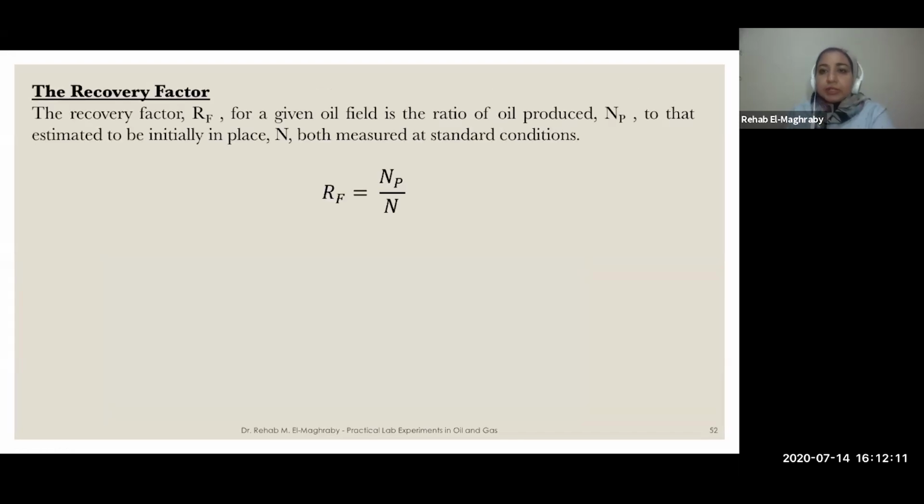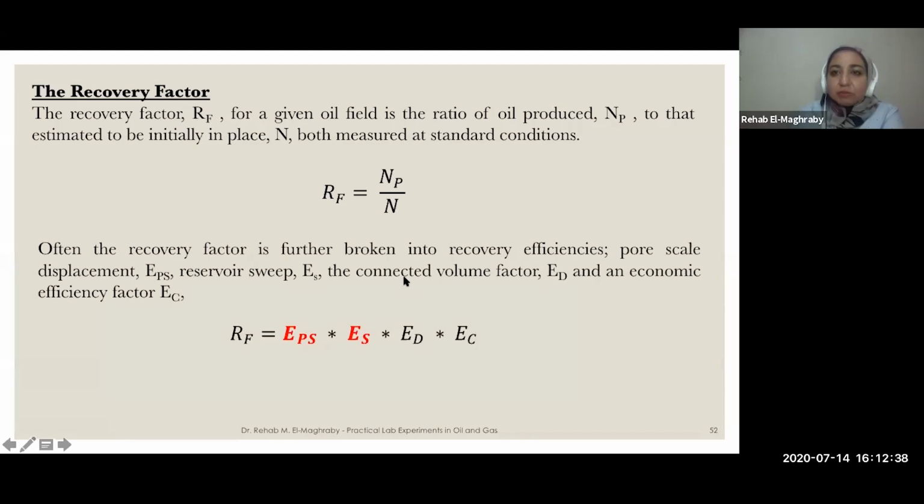So, how do you assess that your enhanced oil recovery technique is valuable? You have to measure the recovery factor, which is the ratio of oil production, so the oil produced divided by the initial oil in place. You can say this is the residual oil saturation, and this is the initial oil saturation.